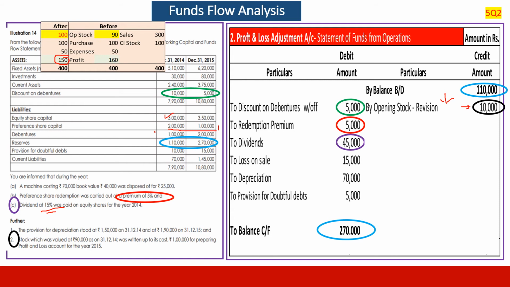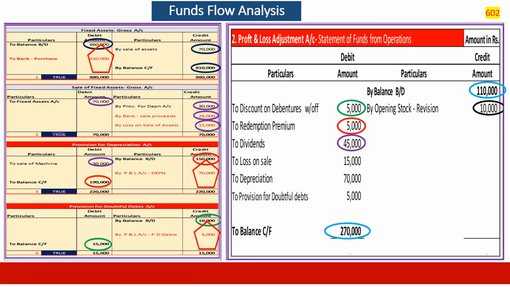To understand the principle, if stock increases, entry on the credit side. If the stock decreases, entry on the debit side, respectively, to ensure that funds from operations goes down in case of stock increase and goes up in case of stock decrease. This is the treatment of this item, which you need to clearly understand.